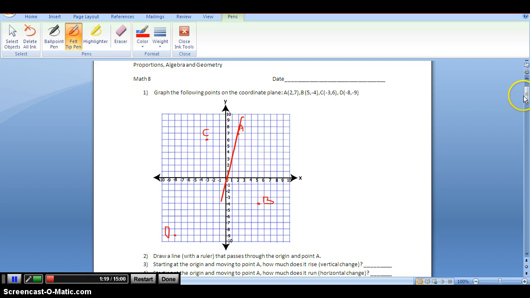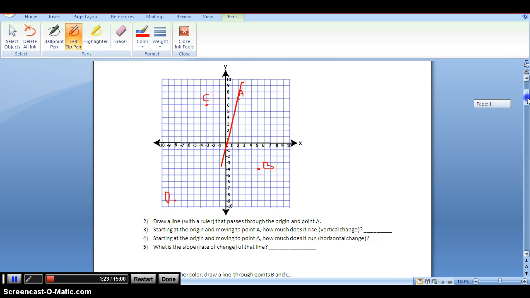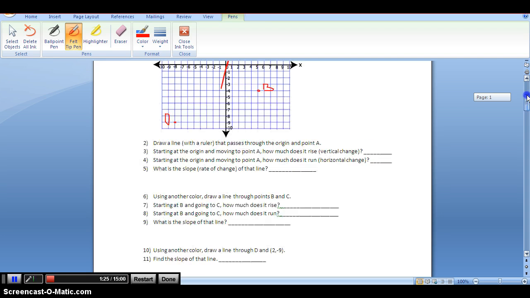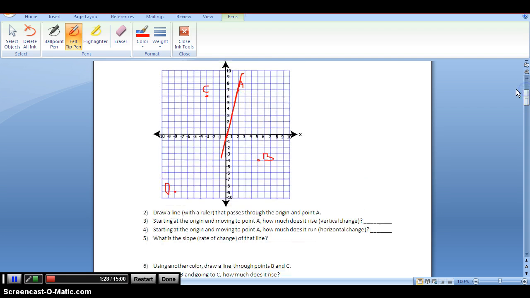All right, and the next question asks me, if I can get to it. Not too far. There we go. Starting at the origin and moving to point A, how much does it rise? So I start at the origin. To get up to point A, it's going to rise 1, 2, 3, 4, 5, 6, 7, 7 squares vertically. So I'm going to rise 7. And how much does it run, which is the horizontal change? 1, 2 to the right. Let's say it's right over at 2 there. So I'm rising 7, and I'm running a positive 2.